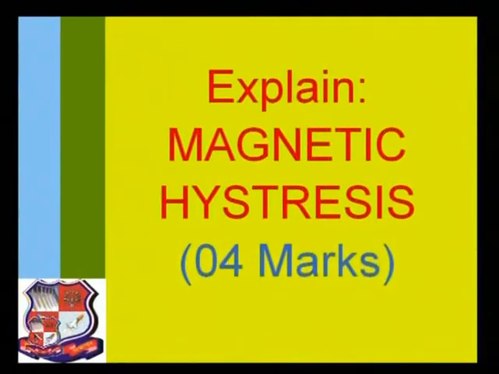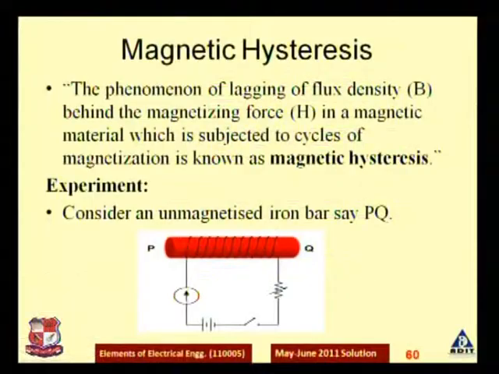Now let us quickly see the next question, that is the magnetic hysteresis. You might have seen this topic in your 12th standard also. So we will quickly see this magnetic hysteresis. The phenomenon of lagging of flux density B behind the magnetic force H in a magnetic material subjected to a cycle is known as magnetic hysteresis. You can do one simple experiment in which you connect one coil with a battery and obtain this magnetic hysteresis curve.